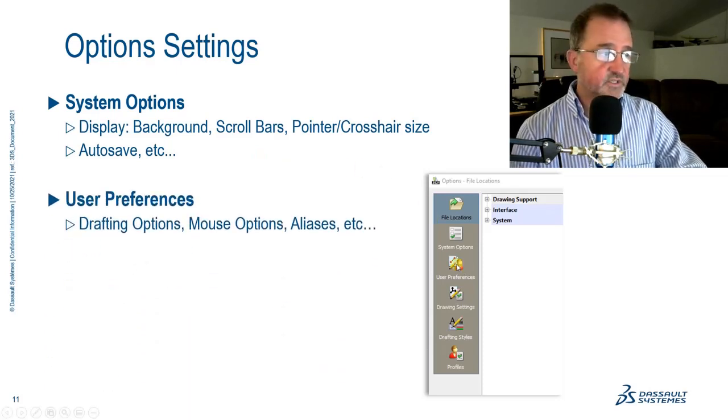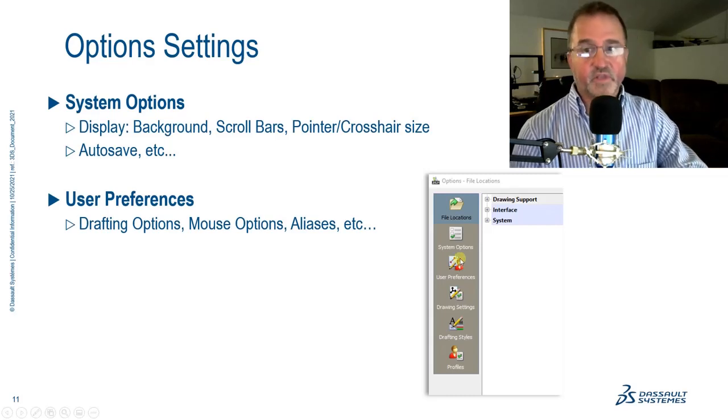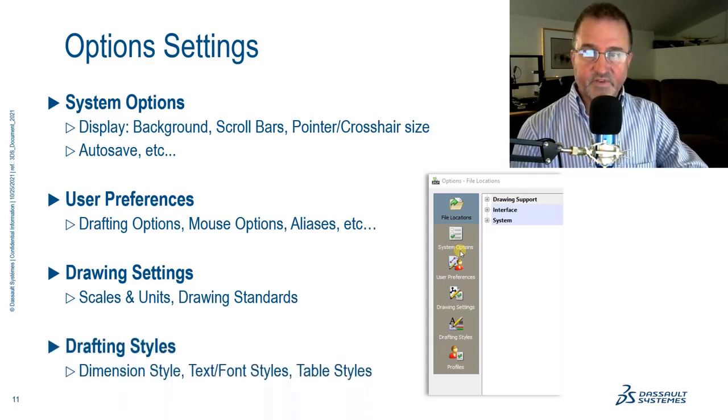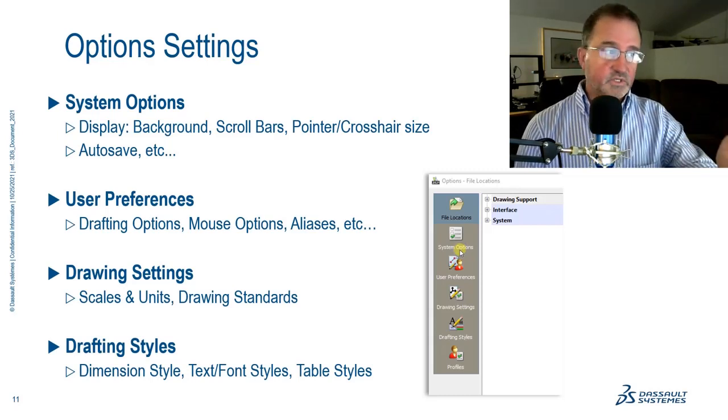If you go under User Preferences, you'll see things like your drafting options, your mouse options, and the aliases. And we're going to cover the aliases. That's probably one of the areas that I think doesn't get covered enough in terms of customization or setup. But then also under Drawing Settings, you're going to see things that are specific to the drawing that you currently have open, like your scales, units, some of the drawing standards. And then also under Drafting Styles, these are things that mostly pertain, again, to the drawing that's currently open, which is your dimension styles, your text and font styles, and then table styles, things of that nature. So depending on what you set up in here, some of that stuff will be saved in the drawing. Some of these settings will actually be saved globally.